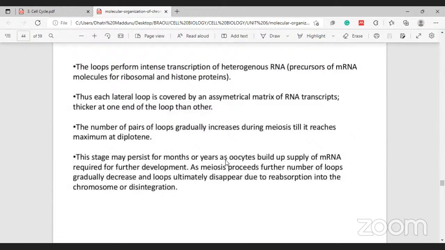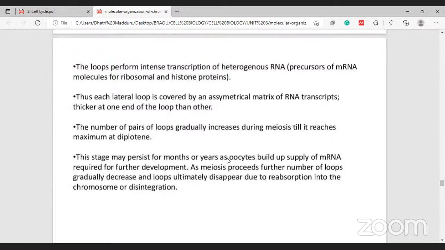So the loops perform intense transcription of heterogeneous RNA. That means heterogeneous RNA are the precursors of mRNA molecules for ribosomal and histone proteins. And the number of pairs of loops actually increases during meiosis, and it becomes maximum at the diplotene stage. This may take place for months and years as the oocytes build up the mRNA which is required for the egg cell formation.